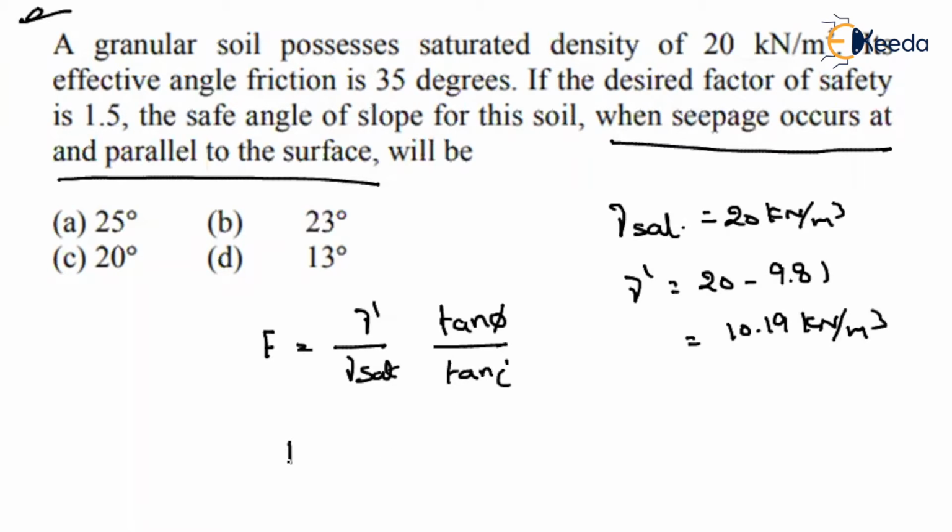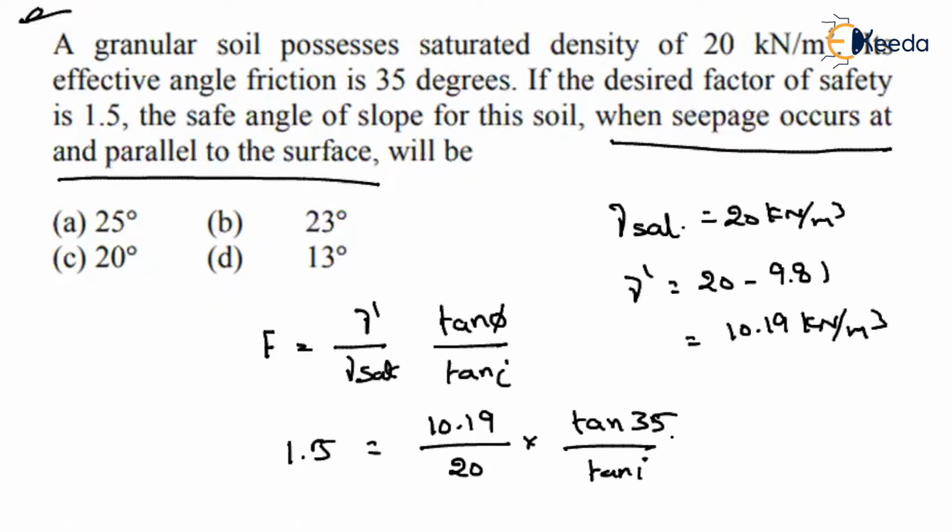What is the factor of safety given? 1.5. Gamma dash, the submerged value, is 10.19. Gamma saturation is 20, into tan phi, where phi is given as 35, divided by tan i. If you solve this, you will get i value as around 13 degrees. So what is the correct option?